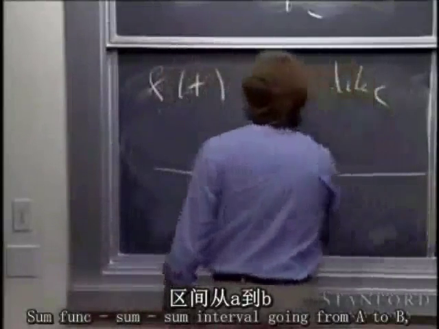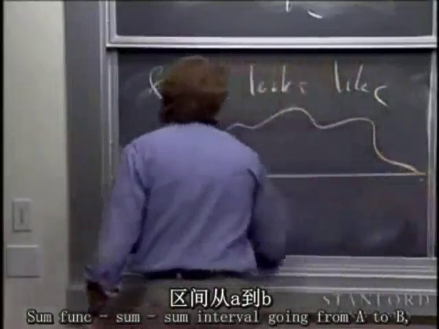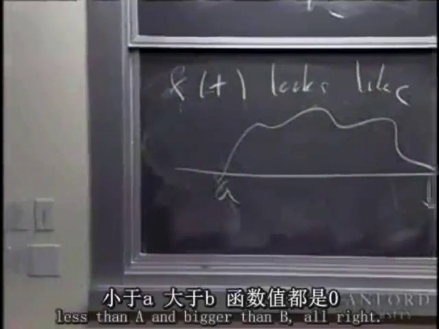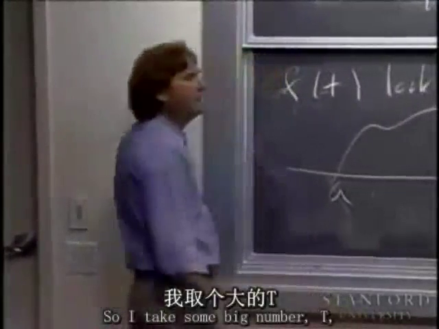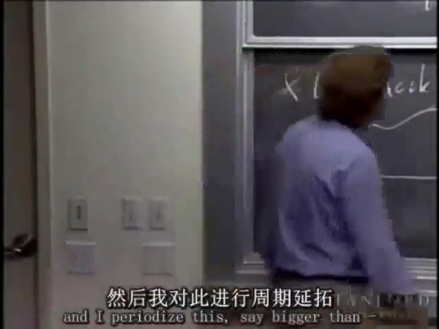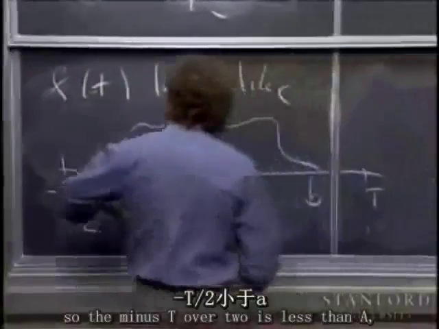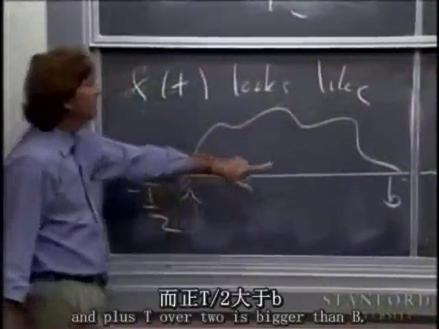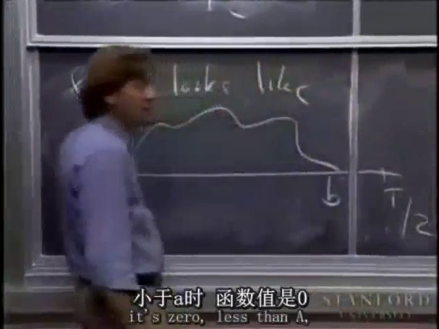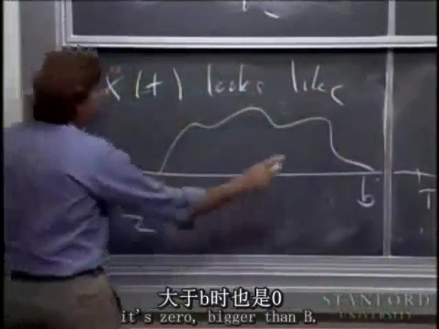Some function on some interval going from a to b. All right, and it's 0 for t less than a and bigger than b. So that's my function. So I take some big number, T, so that minus T over 2 is less than a and plus T over 2 is bigger than b. All right, so here's my function. It's 0 less than a, it's 0 bigger than b.